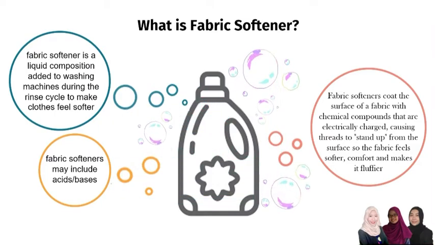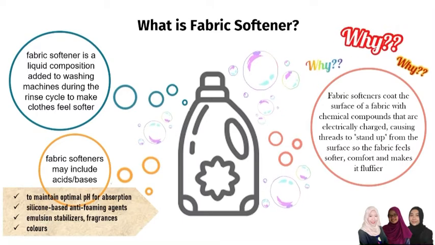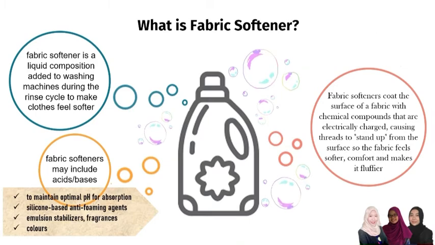In addition to chemicals, fabric softener may include acids or bases to maintain the optimal pH for absorption, a silicone-based anti-foaming agent, emulsion stabilizer, fragrance and colors. Why do we use fabric softener? Fabric softener functions to coat the surface of a fabric with electrically charged chemical compounds, causing the threads to stand up from the surface so the fabric feels softer and fluffier.